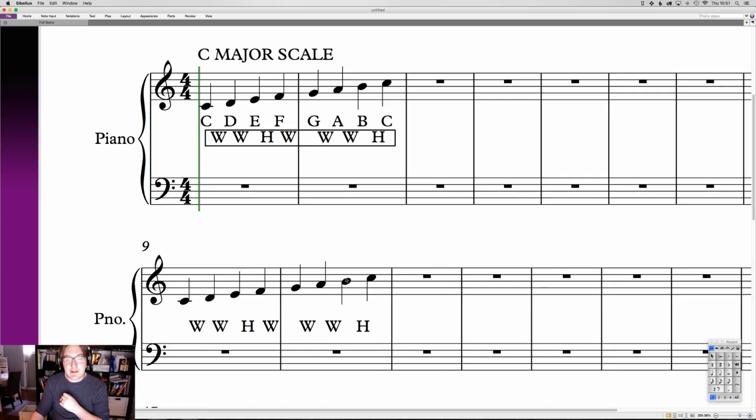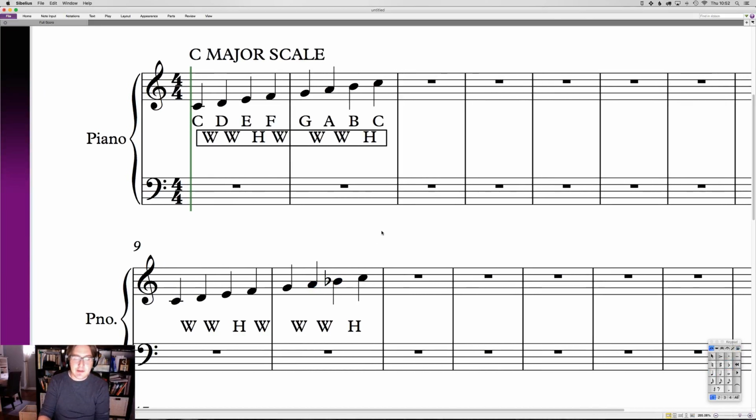So let's go through and let's lower this B, okay? Let's lower this B by one half step. So this B is now closer to this A, right? It used to be this, okay, but now it's this. Okay, I've taken that B and I've just moved it down that much.